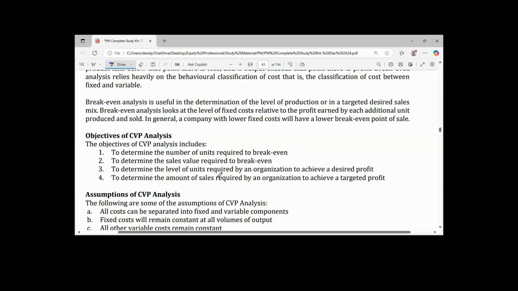Therefore, there are 4 key objectives that CVP analysis wants to achieve. One is to determine the number of units required to break even. Remember, when you break even, it means that there will be no profit, no loss. That is break even, zero.